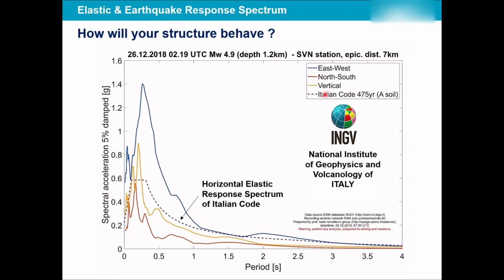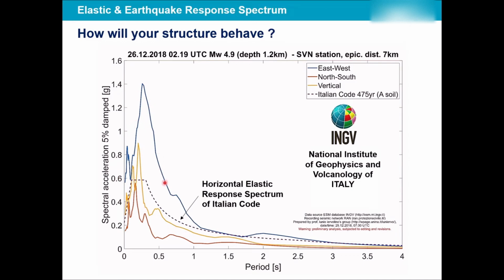Now let's look at the real case. This was an earthquake of 2018. It happened in Italy. The records are from the National Institute of Geophysics and Volcanology of Italy, INGV. This is the response spectrum, the elastic response spectrum of the code, Italian code, 475 years return period. These are the three components of the accelerogram recorded, so north-south, east-west, and up-down, probably.